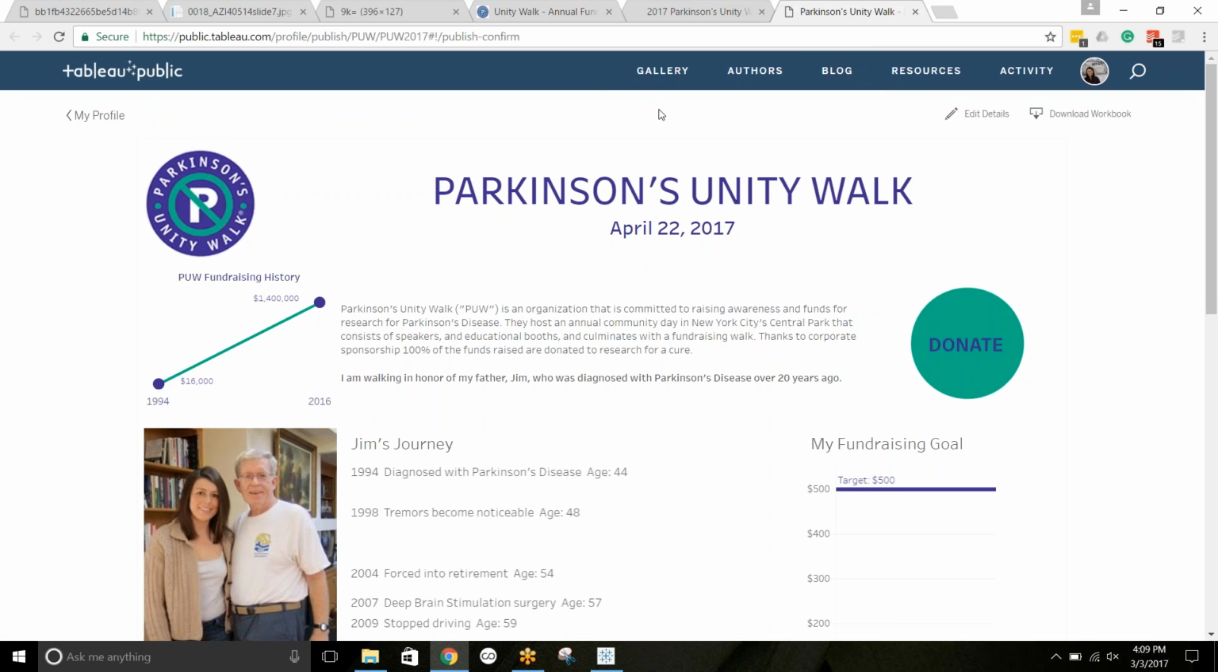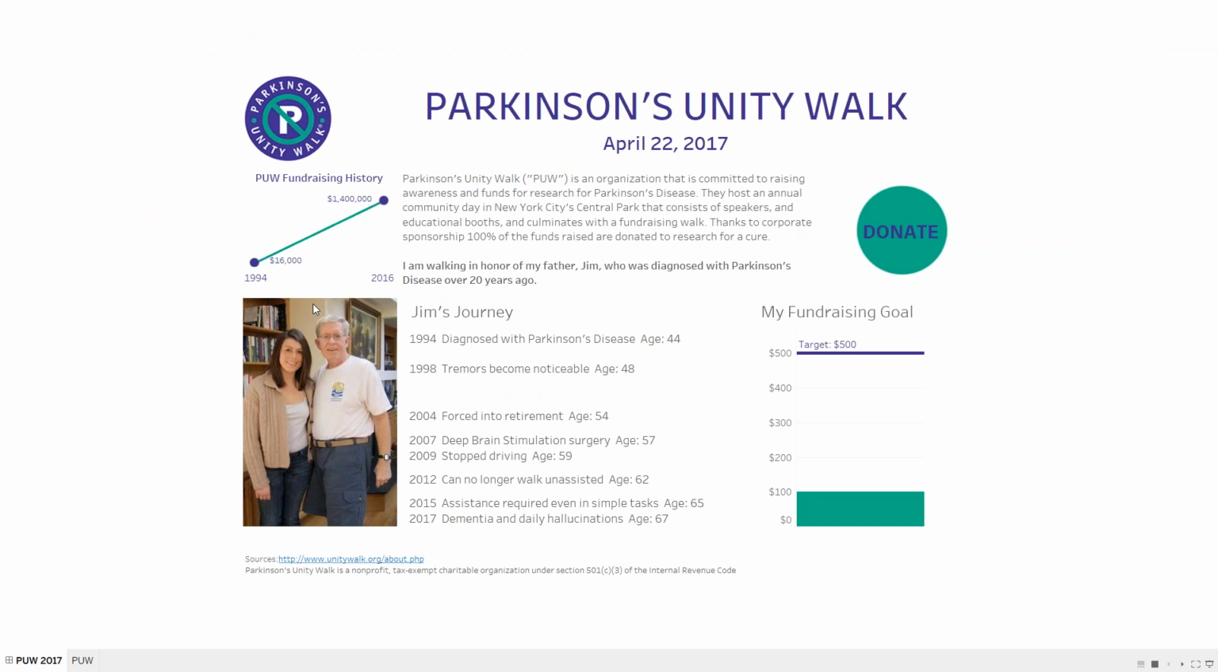And I'm on Tableau Public now. You can see it better if I just present it this way. So, Parkinson's Unity Walk. That's the date this year. If anyone's in New York that weekend, you're welcome to join.